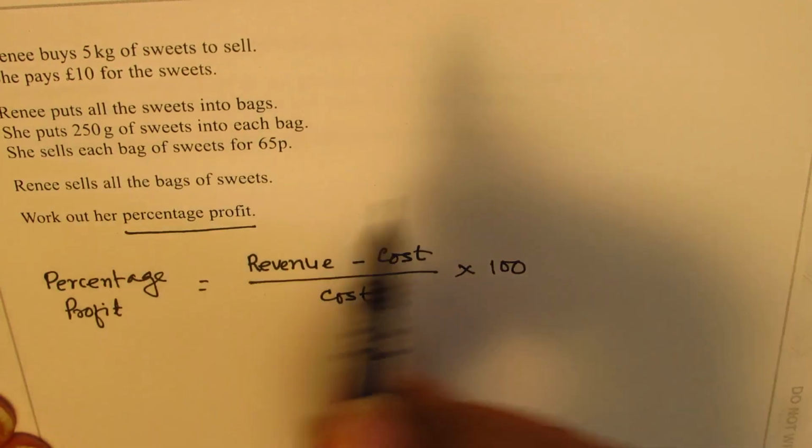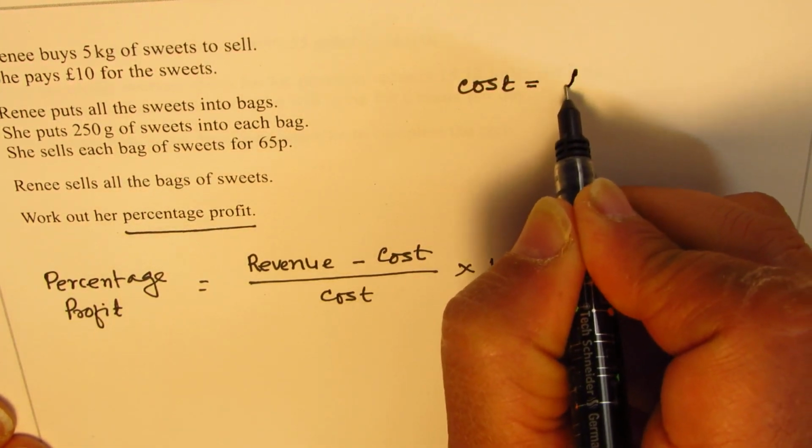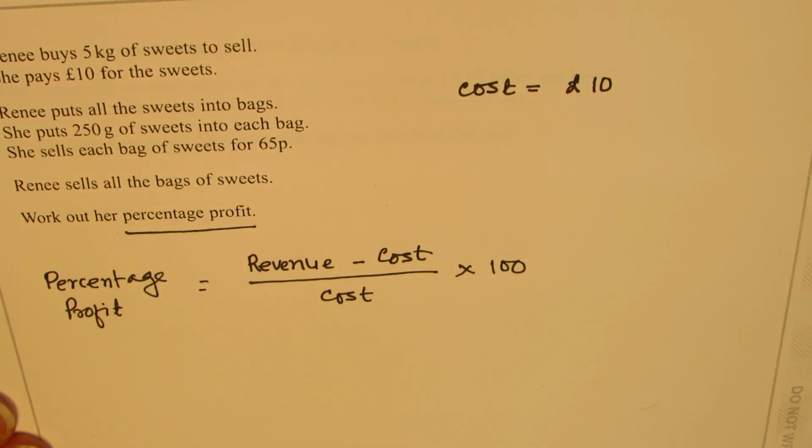Now cost is given to us. In our case, we know that the cost is equal to 10 pounds. So we know the cost. We need to find the revenue. How do we find revenue? Okay, let's see.